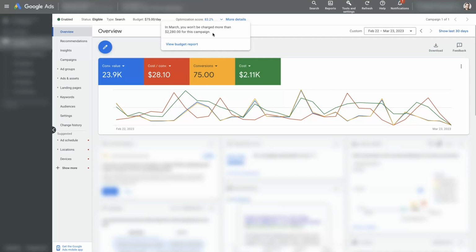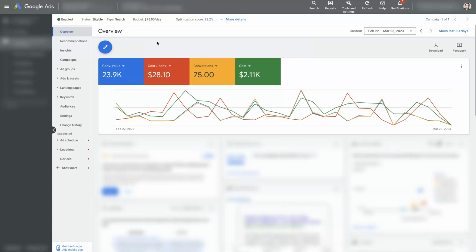$2,280 on our campaign. So essentially what's happening is Google is taking our daily ad spend budget and multiplying it by 30.4, which is the average number of days in a month, I guess is what they say. So that's how they do their calculations. So if you spent $10 a day, if that's what you set here instead of $75, then it wouldn't spend more than like $304 a month.